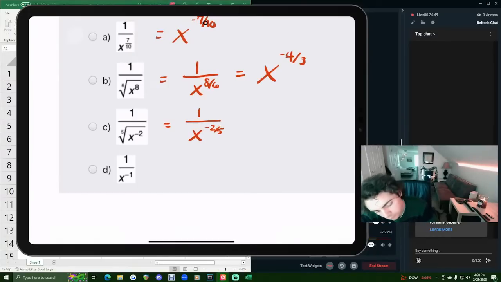And then C, we can rewrite this first as negative 2/5. We have a 5th root, right? So 5 goes in the little denominator of the exponent there. But the exponent's negative, and the term is in the denominator.